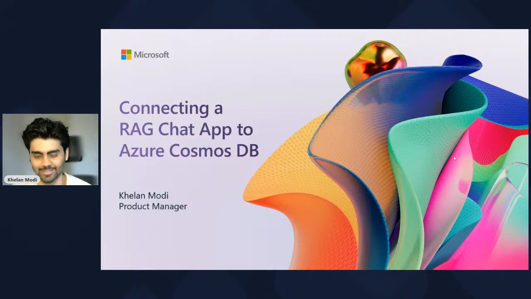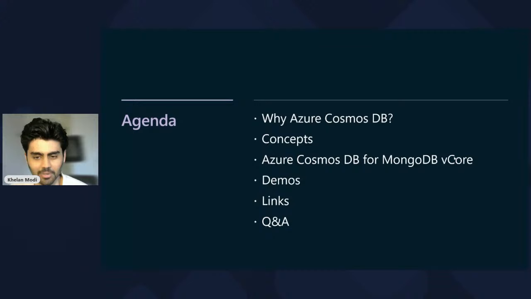So I'm going to briefly talk about what is Cosmos DB and why Cosmos DB, go over a few concepts and introduce a new member of the Cosmos DB family, which is the Azure Cosmos DB for MongoDB vCore. I have a couple of demos for you. One of them is going to be a low-code solution where you can build your RAG pattern using just the database and Azure AI OpenAI Studio. Then I also have a Jupyter notebook where we'll talk about the R in RAG, the retrieval part. I have some links for you, and we can have question and answers at the end.